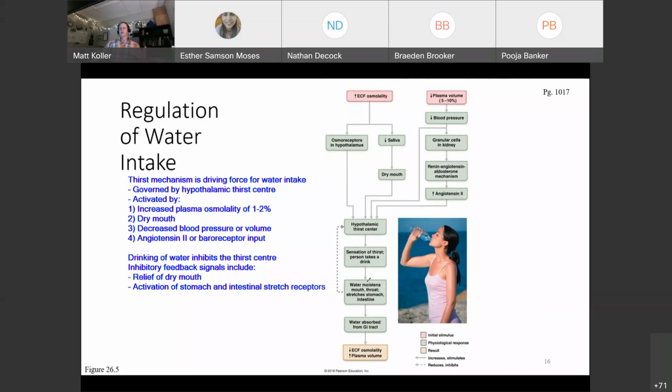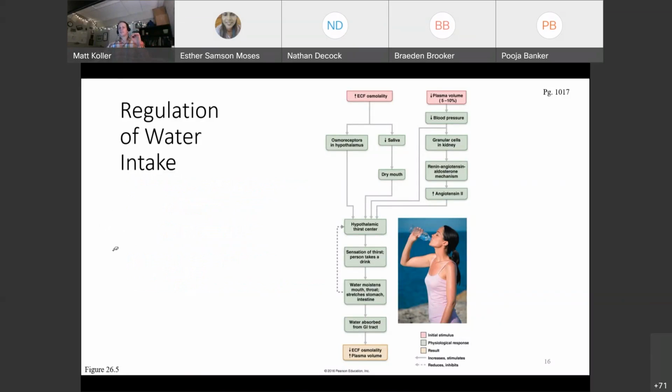Well, you take a drink, the water moistens the mouth and the throat, stretches the stomach and intestines, and you have water absorbed from the gastrointestinal tract, and that leads to a decrease in extracellular osmolality. Decrease in the fluid around the cells in the blood means that per volume, you have fewer dissolved substances, and we increase the blood plasma volume, and then that will inhibit the hypothalamic thirst center. So there's a lot of steps, but the good thing is they should be clear. And if they're not clear, don't feel bad. It's just you need to look at this a few times to ensure that it is clear.